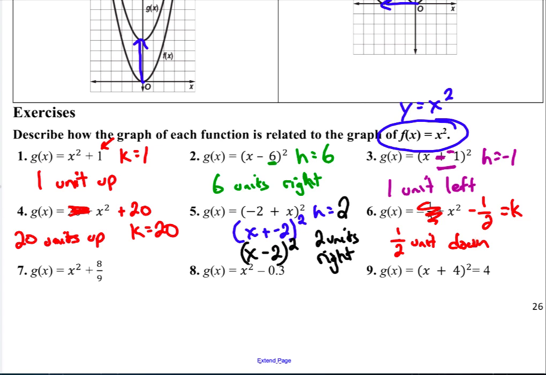Next one, x squared plus 8/9. So it's after the squared term, so that's my k, 8/9. So it's going to go 8/9 units up.